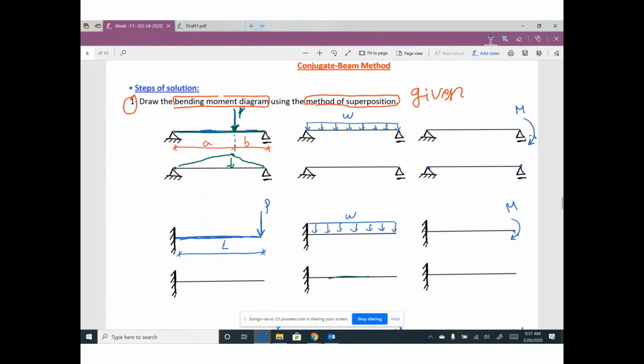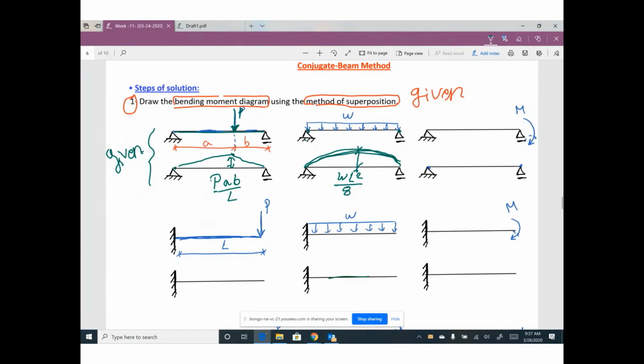And this value of moment equals P, the applied load, times distance A, times distance B, divided by L. If you have a uniform distributed load on a simply supported beam, simply supported means between hinge and roller, your moment looks like a parabola, and your maximum value here is W L squared divided by 8. As I told you, these diagrams will be given in the exam. You don't need to remember them, but at least be familiar with these shapes.